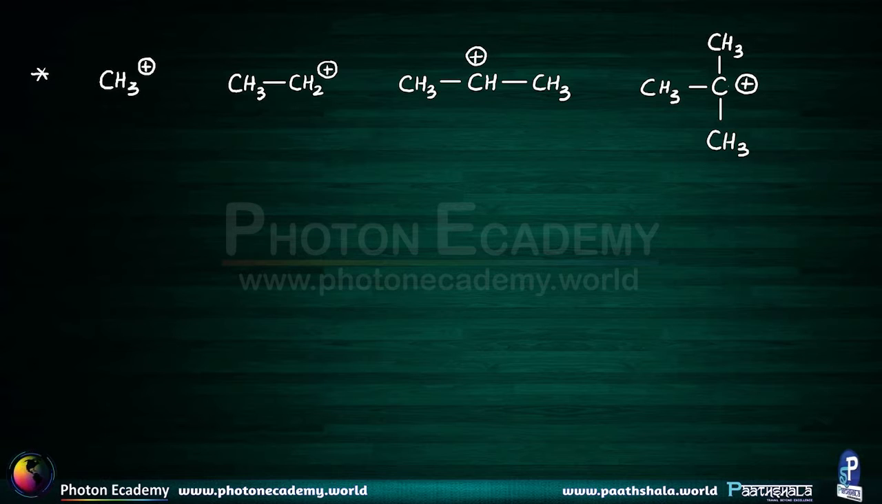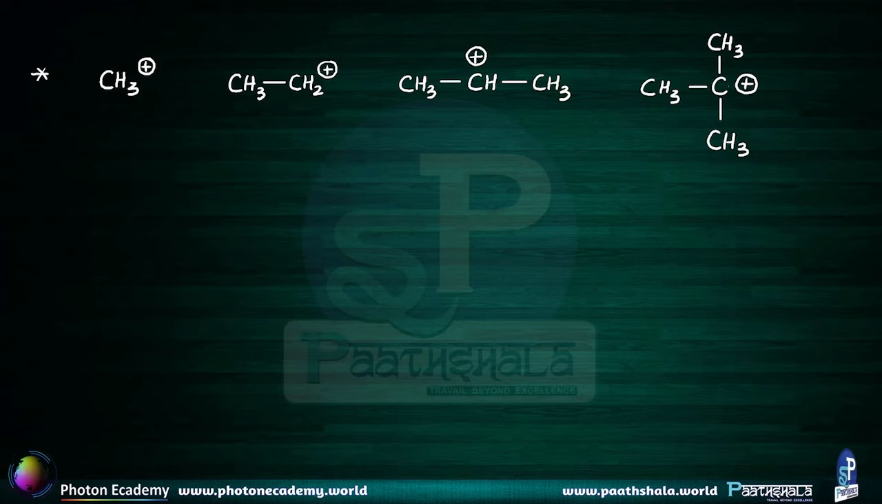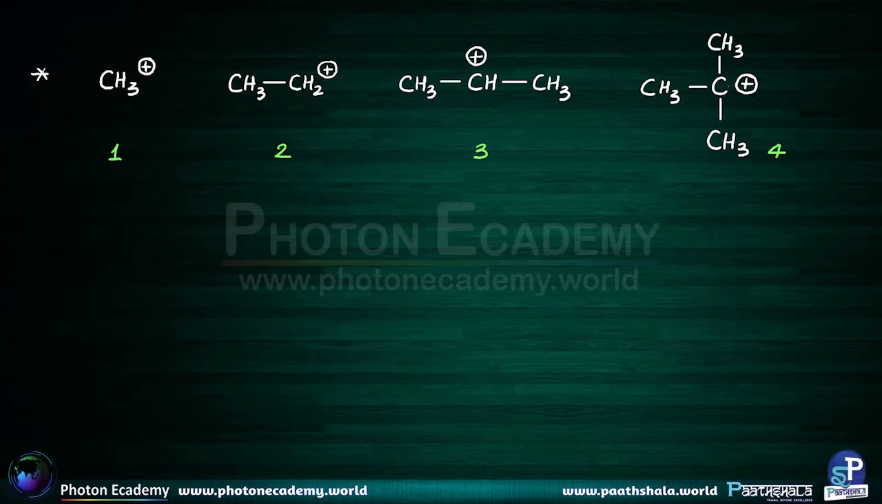Now here I have in front of me an example where I have four species: the first one, the second one, the third, and the fourth. Now I have to tell which one is the most stable. So the order of stability is what we have to find here.